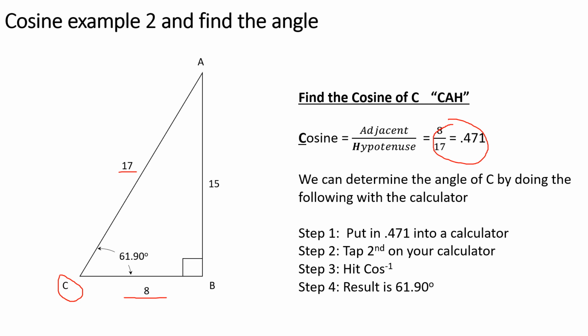I'm going to do trigonometry. Second hits cosine -1, and I get 61.927. This 61.9 here was what I wrote. Similar for all practical purposes.